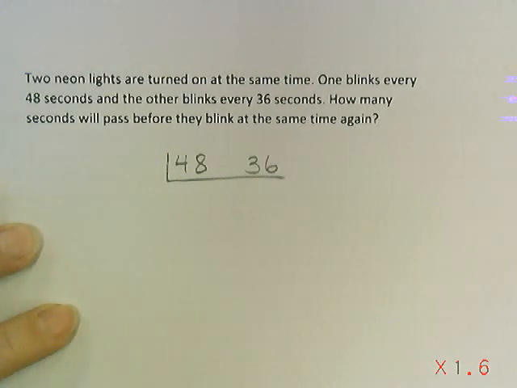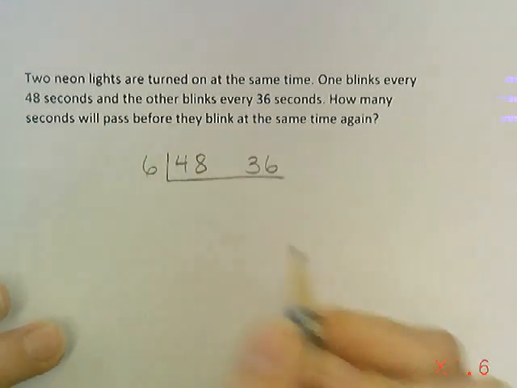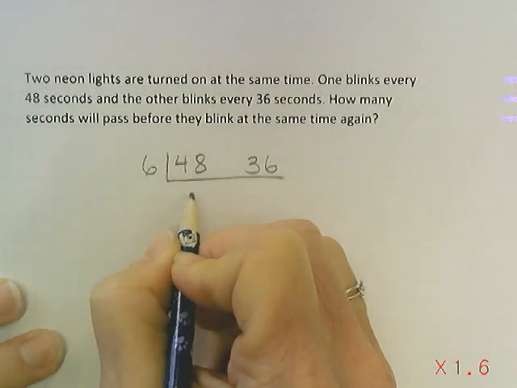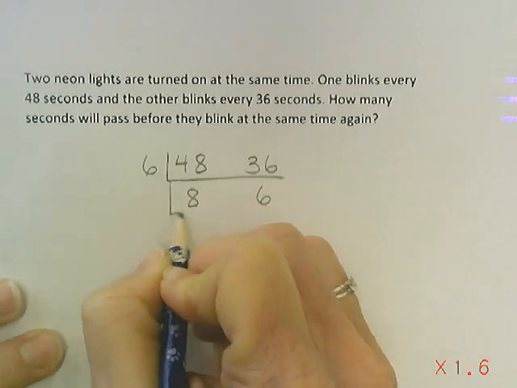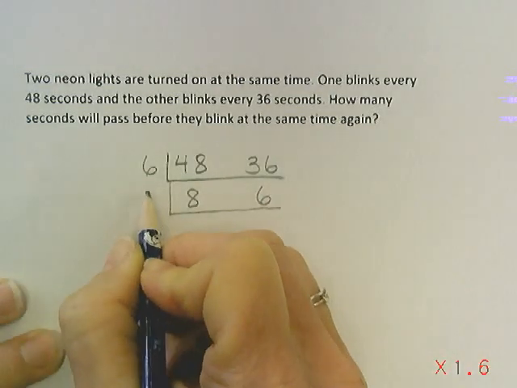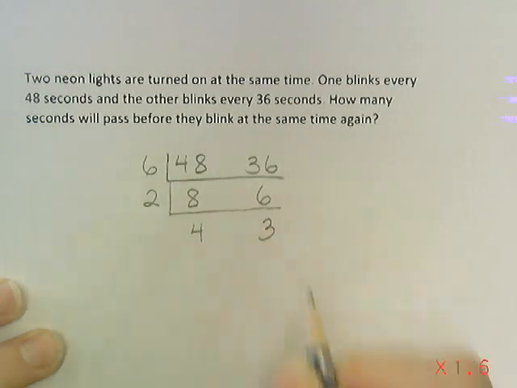Both numbers are divisible by 6 and 12 actually. 48 divided by 6 is 8, and 36 divided by 6 is 6. I'm going to keep going. Both numbers are even, so we'll divide by 2. So we end up with 4 and 3.